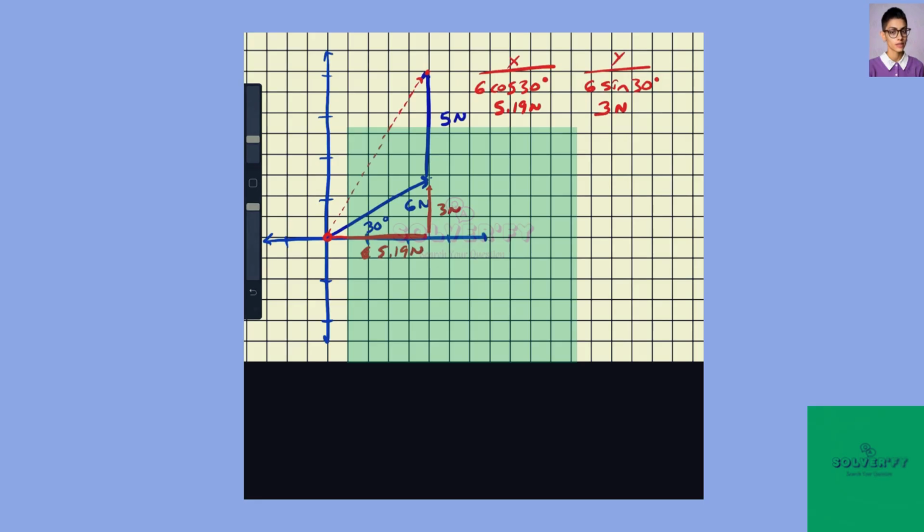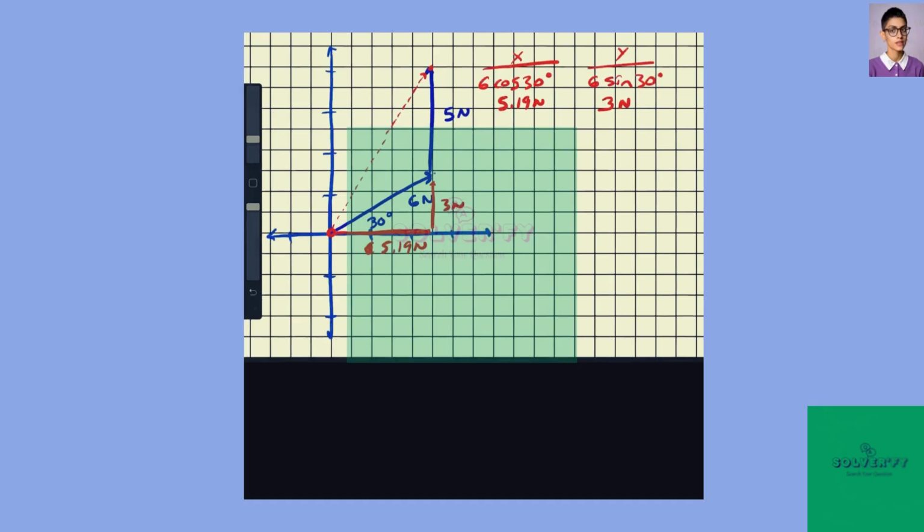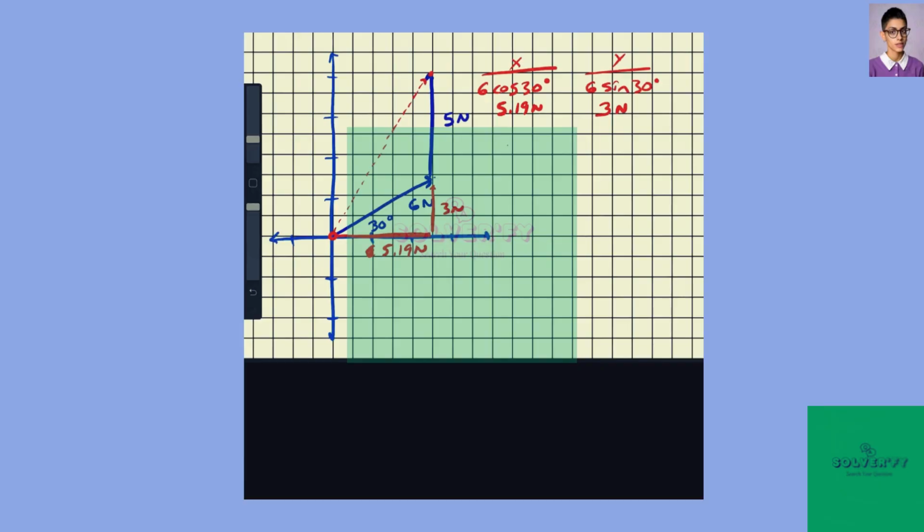For the second vector, it's even easier. Because it's pointing entirely in the y direction, the x component is 0 and the y component is 5 newtons. And when we add these together, we get a total x value of 5.19 newtons and a total y value of 8 newtons.